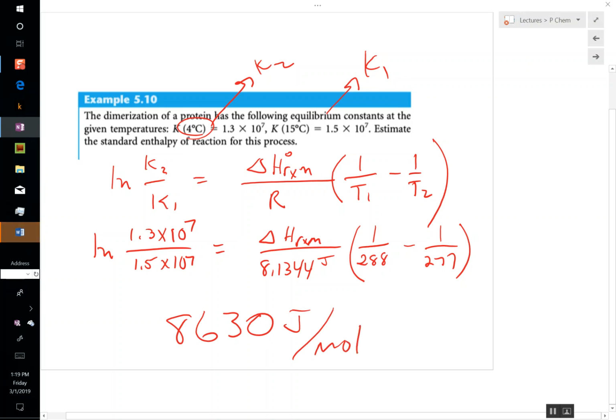You could also be asked the question, what is the K1 or the K2 if you have all the other information, if you have a delta H of reaction. I don't know if your homework probably has a problem on this. Like I said, I haven't done the latter problems yet.